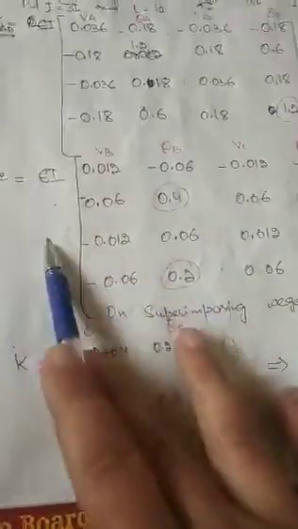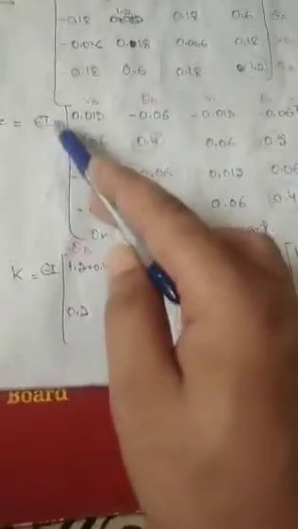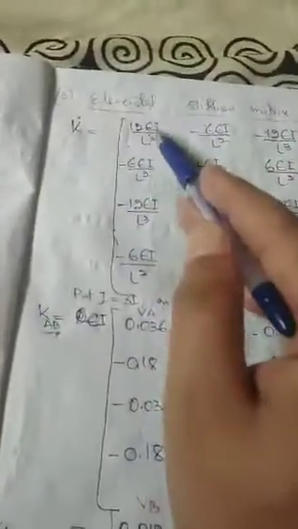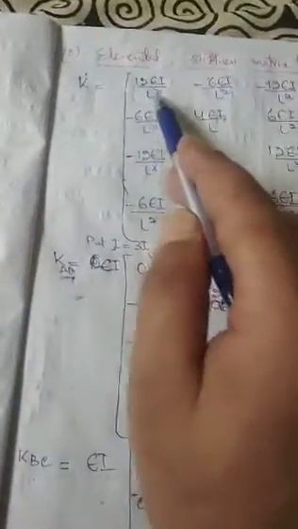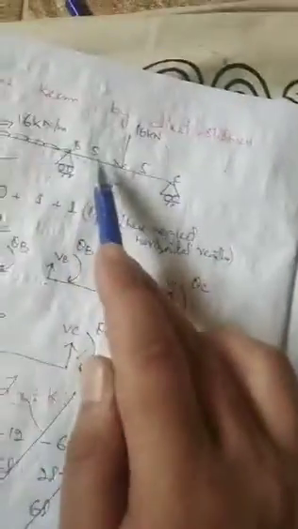After that we will calculate the elemental matrix for span BC. BC uses the same formula but we have to change the values. Here the I value is I, and L cube is 10 cube, since L is 10. After that we will get the values. After getting the values we will assign VB, theta B, VC, theta C.